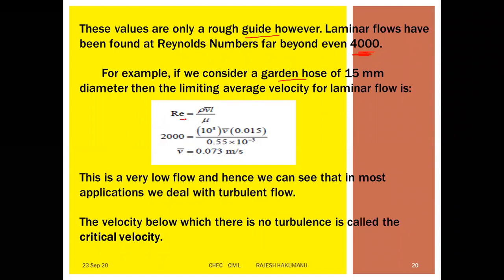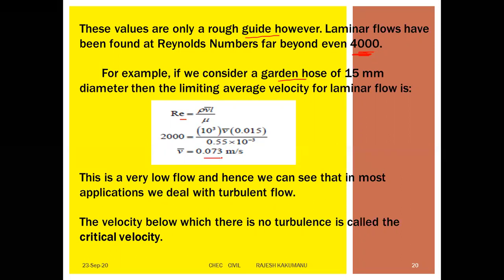So applying the formula, Re is equal to 2000: 2000 times rho, which is 10^3, times V, L is equal to 0.015, divided by mu, which is equal to 0.55 times 10^-3. Therefore V is equal to 0.073. So this is very low.